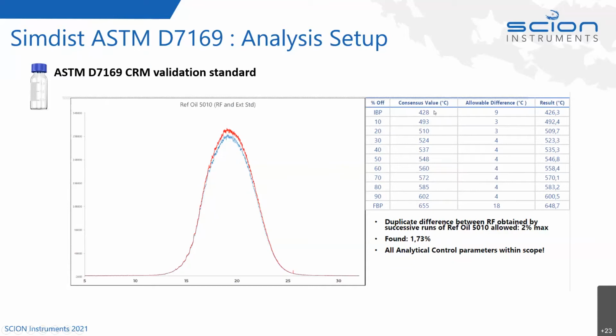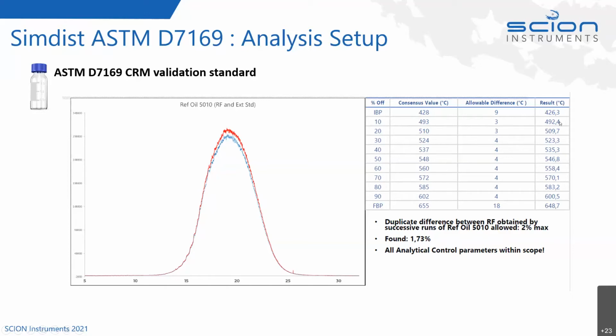And then we have a consensus value for the cut point. So the initial boiling point has a consensus value from the ASTM standard of 428 degrees Celsius. Our GC analysis calculated the result of the initial boiling point of 426.3 degrees Celsius. And we're allowed an allowable difference of 9 degrees Celsius, so we're well within the allowable difference for the consensus value.